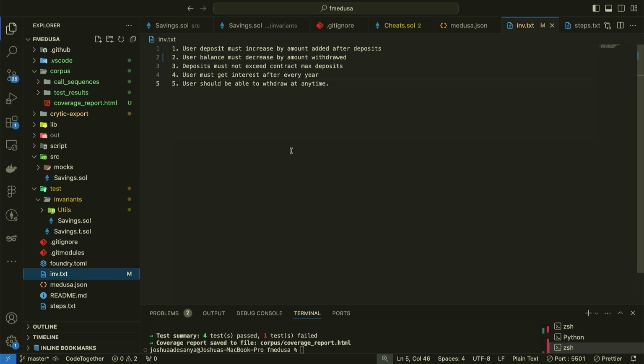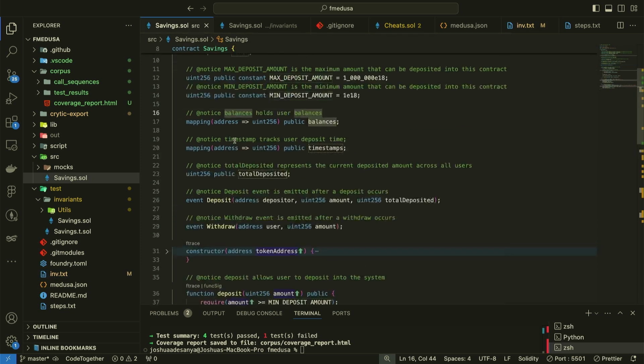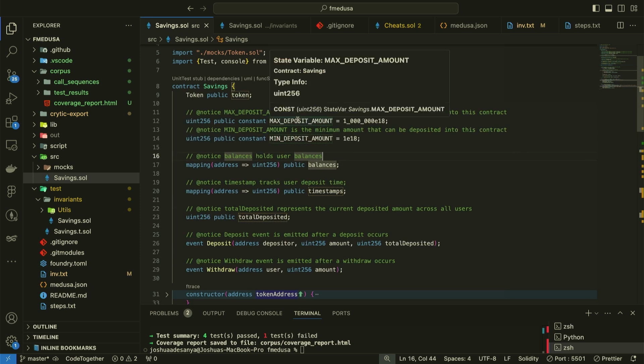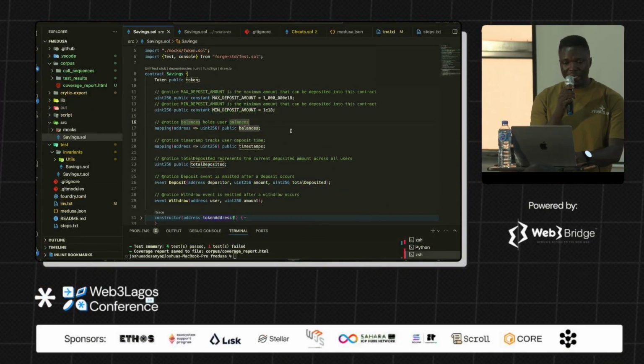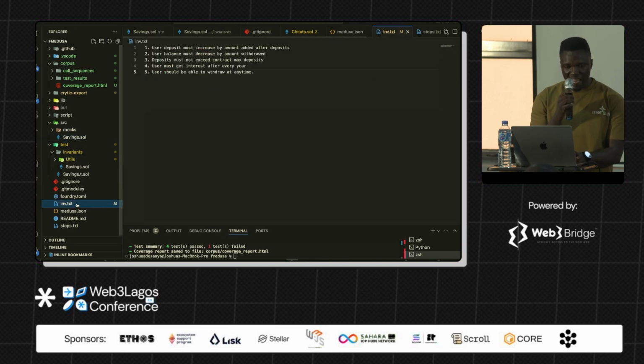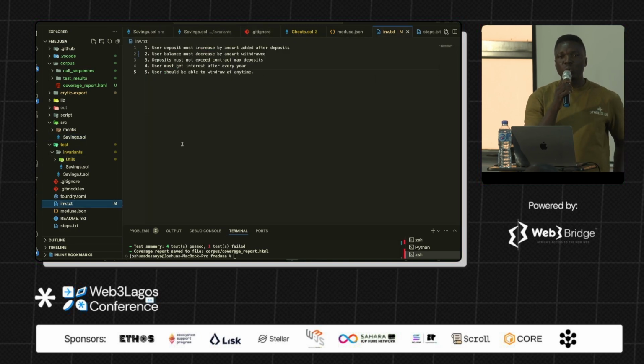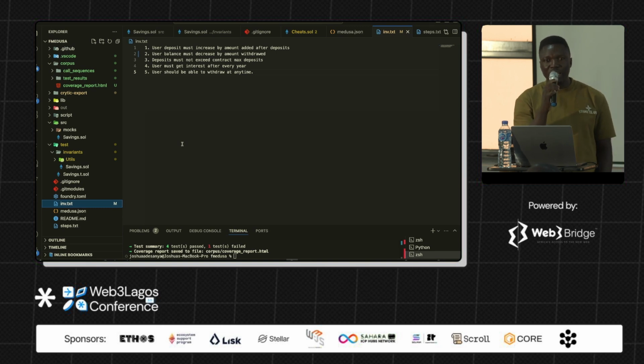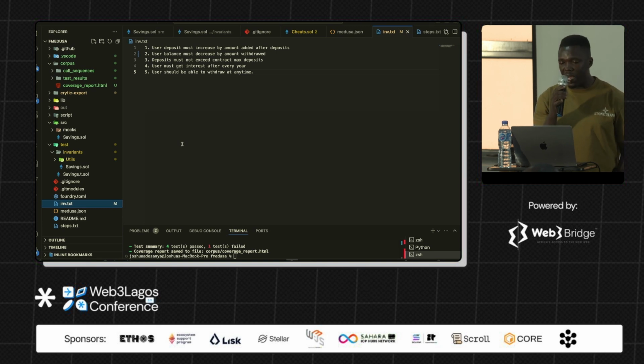If we go back to the contract, we'll see that we have a constant max deposit, and we have coded it right there. So one of our invariants is that no matter what, once we get to that amount, we don't want users to deposit. This is a system invariant. We also have another one that says users must get interest after every year. So at the end of the year, every user must be able to get interest per annum. And the last one says that users must be able to withdraw at any time.